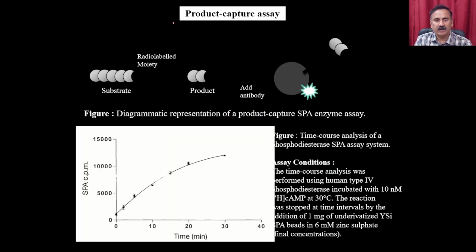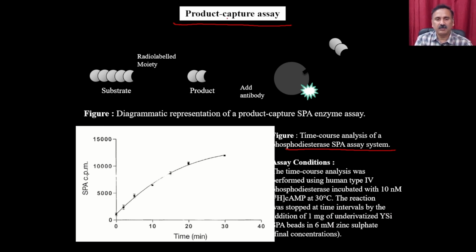Then we have the product capture assays. In the product capture assays, you are going to do a time course analysis of the phosphodiesterase SPA based assay. The time course analysis was performed using the human type 4 phosphodiesterase incubated with 10 nanomolar cyclic AMP at 30 degrees Celsius. The reaction was stopped at time intervals by the addition of 1 milligram of underivatized YSi SPA beads in 6 millimolar zinc sulfate.